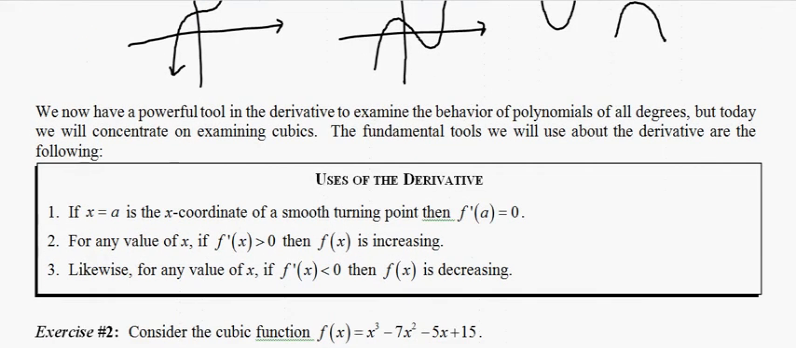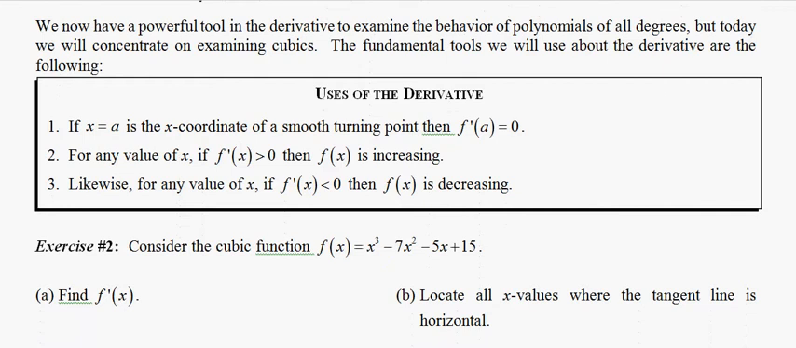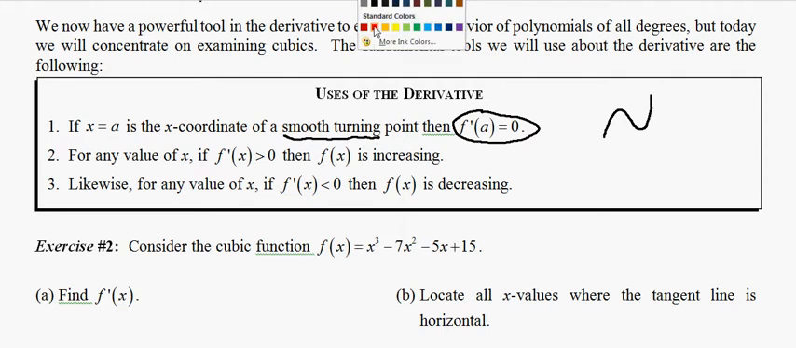Before we analyze cubics, though, let's talk about a couple uses of the derivative. Now, make sure that as we go through these uses, you always connect them to the geometry of tangent lines. In the first observation, we notice that the x-coordinate of a smooth turning point will always be a location where the first derivative is equal to 0. Again, this should make all the sense in the world to you. We've got a nice smooth turning point, and we draw in tangent lines at those turning points. The slope is equal to 0.